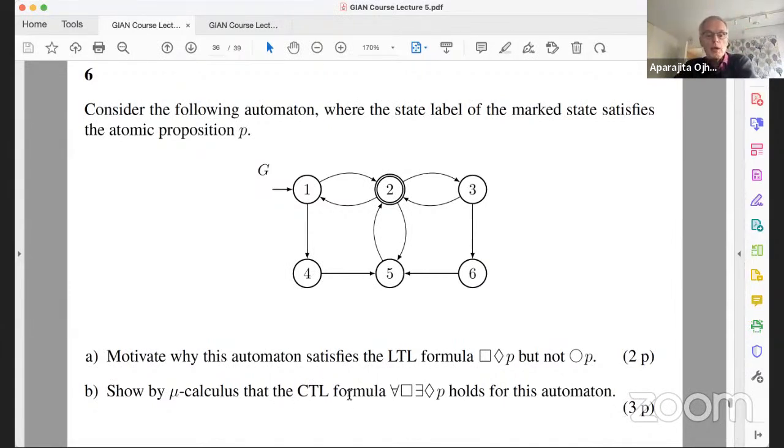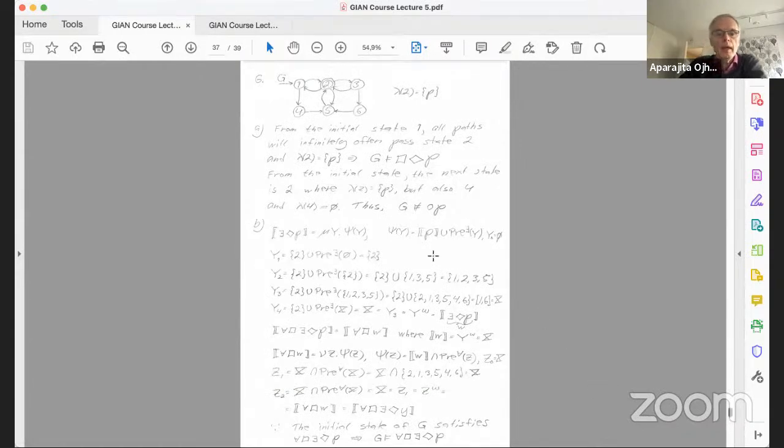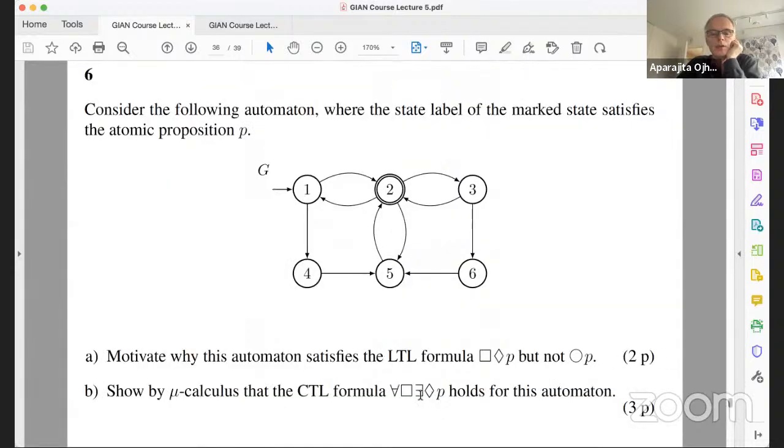Then we should show by mu calculus that the CTL formula, for all, always there exists an eventually P, holds. And that means that this system is non-blocking. Without going into all the details here, I show by mu calculus first the inner part of this expression, namely this existence eventually P.